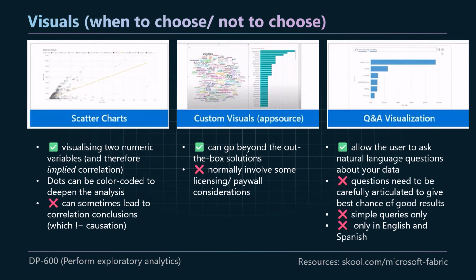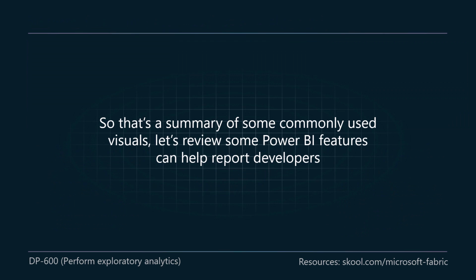Now, the final visual type we're going to look at is the Q&A visual in Power BI, which allows users to ask natural language questions about the data in your underlying data models. Now, this sounds good, but in practice, I think it's difficult to implement well. Obviously, the questions currently need to be carefully articulated to match your data model. So it requires the user to understand the columns and the tables in your data set to craft good questions that can give good results, basically. Currently, it's only available in English and Spanish as well, if you enable it in the admin settings. So that's a summary of some commonly used visuals.